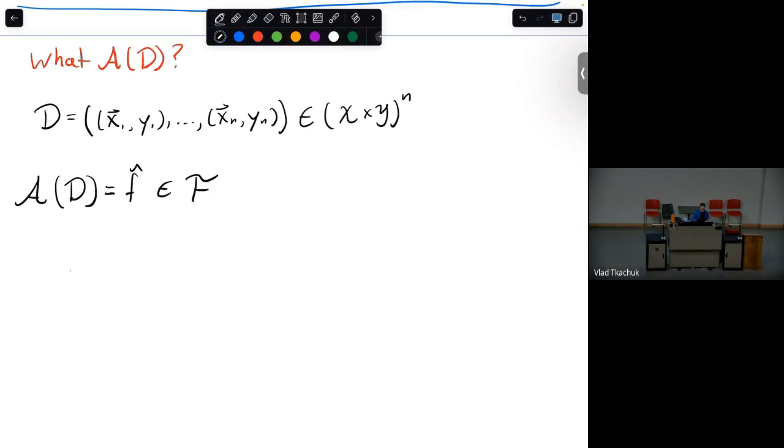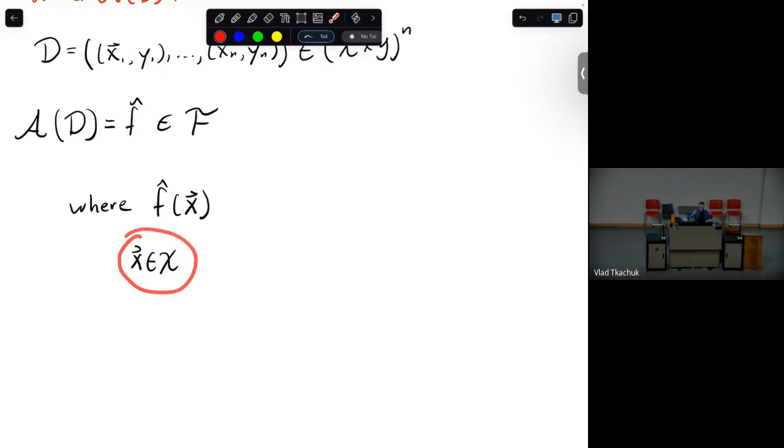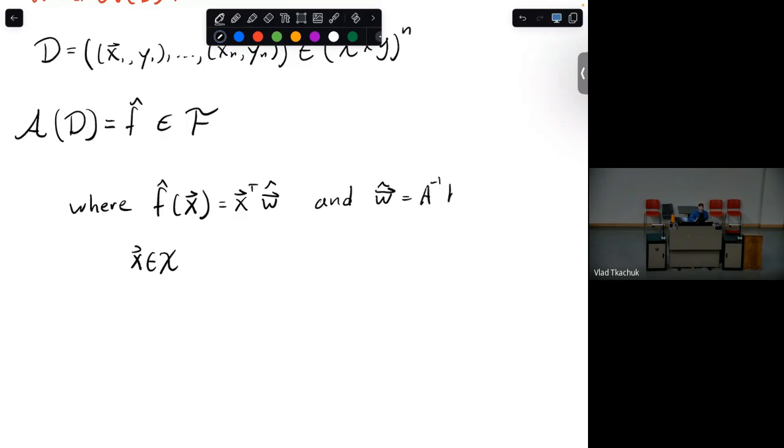Well, this thing is equal to a function f hat. So notice here, x is just some feature. It's not from the data set, it's just some arbitrary feature. So this is a function of features. And what is this thing? It's that feature transposed times w hat. And this is the only thing the learner really needs to do: it needs to solve this linear algebra problem, which is that w hat equals A inverse times the vector B.